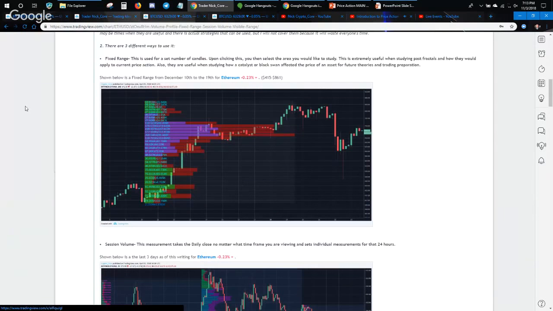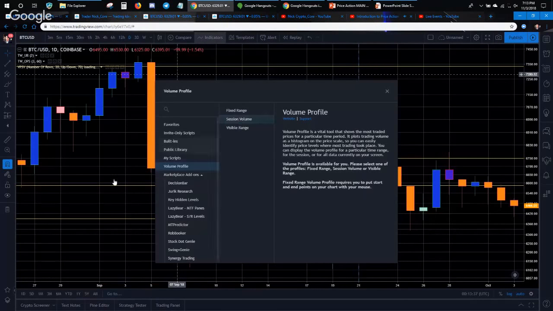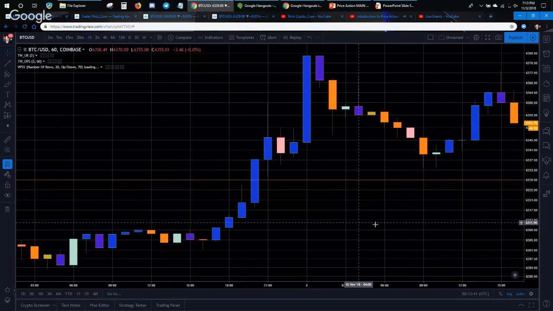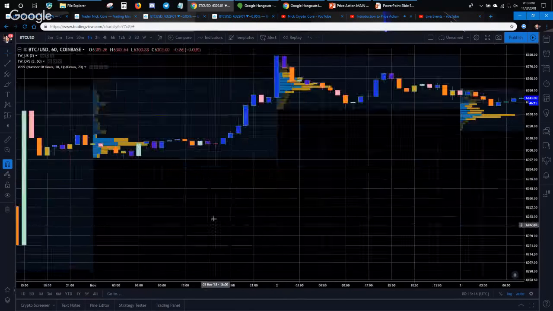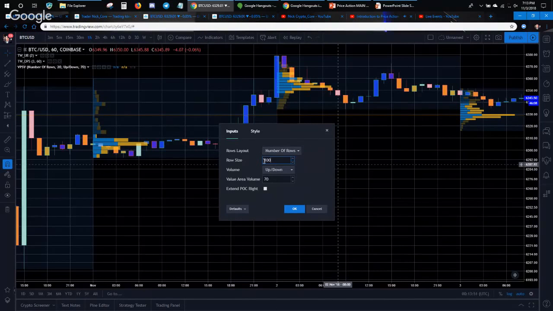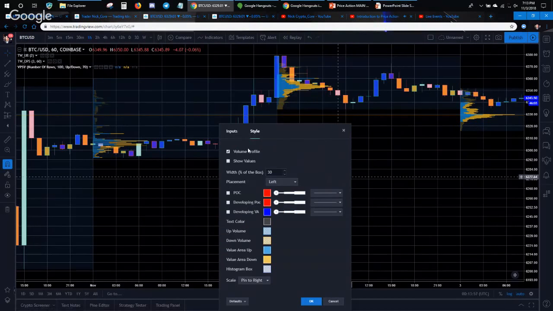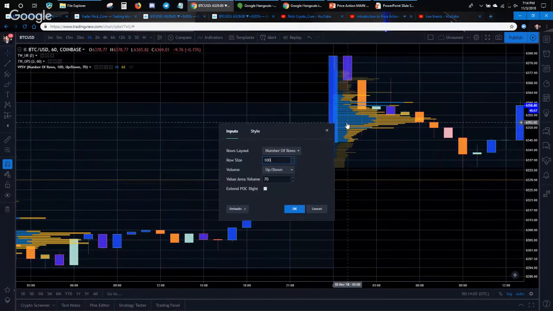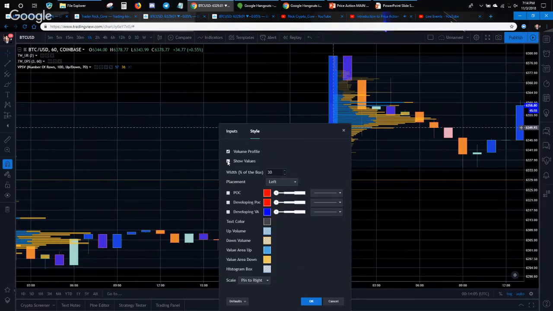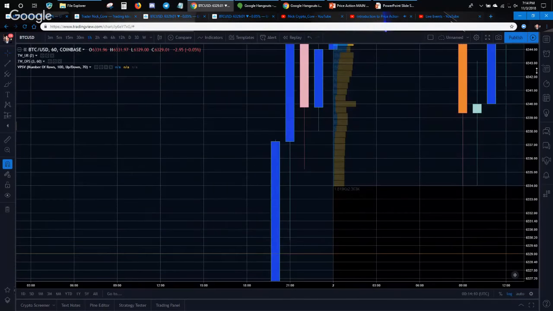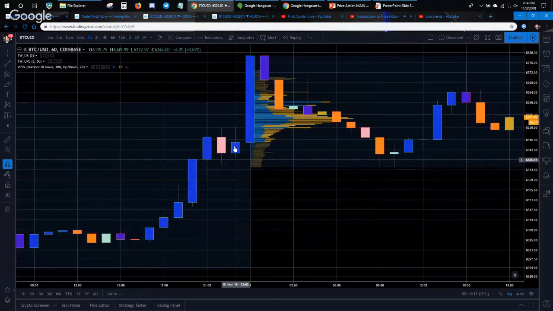Back to this. So I just showed you the fixed range. Real fast, we'll go over the session volume. What the session volume does is chart it out one day at a time, so 24 hours. Each one of these is 24 hours. Let me change this to 100 again. You can change your inputs to whatever you want, your row size, and that will adjust the number of bars here that you see. You can get some pretty good accuracy. You can also show values, because you really have to zoom in to see the values on a session range. But the session range takes it 24 hours at a time.